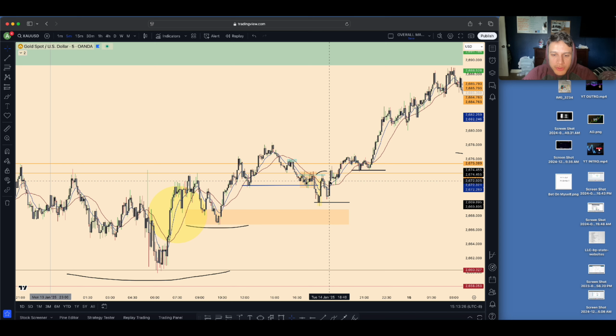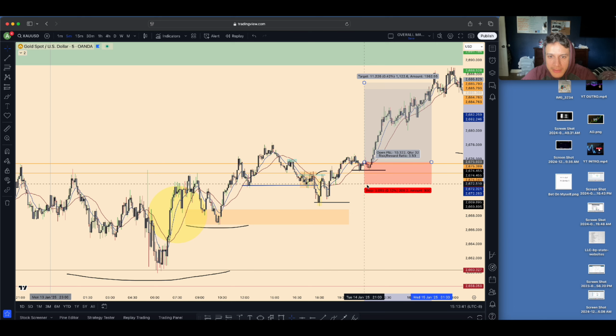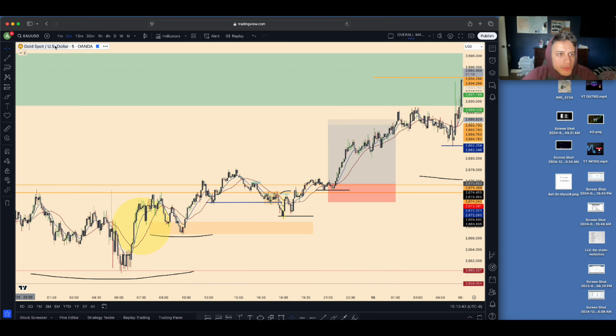Now once price respected this area here, I had purchased 2 new accounts, so I did enter. I let price breathe a little bit. I entered around 9 o'clock, so I had entered in this area, right in here, and I think I had my stop loss right here for 32 pips.